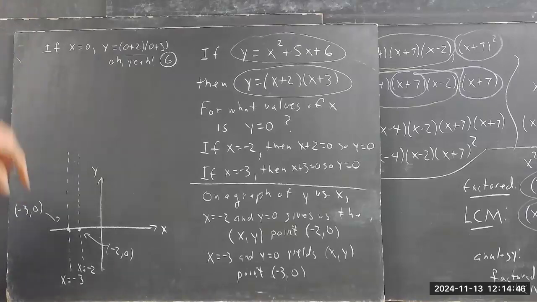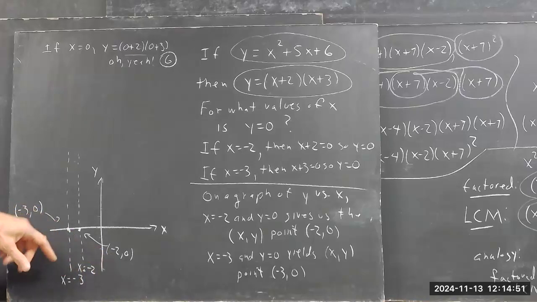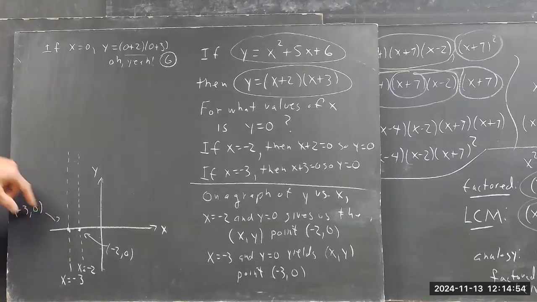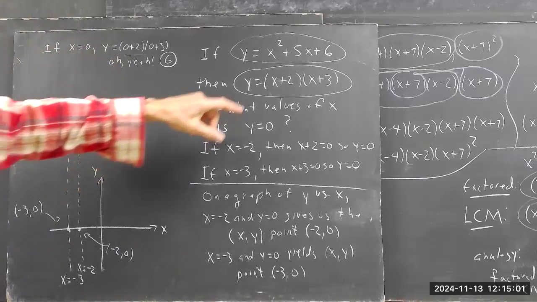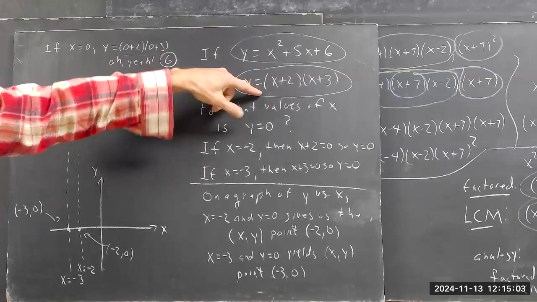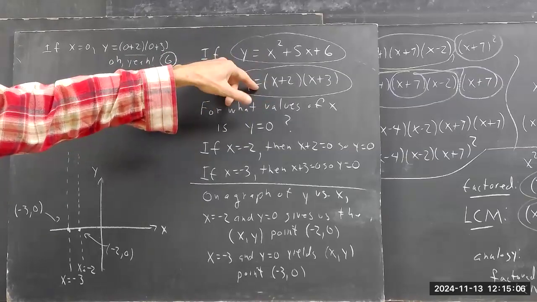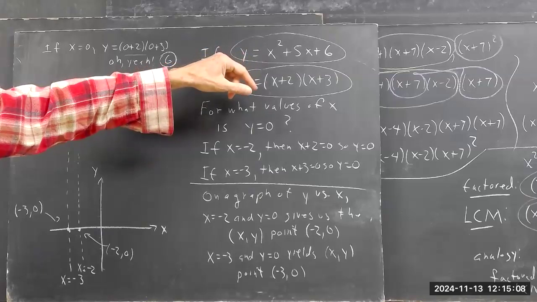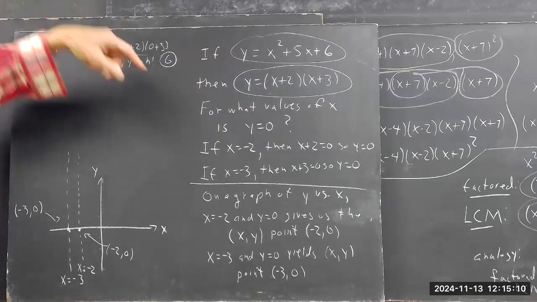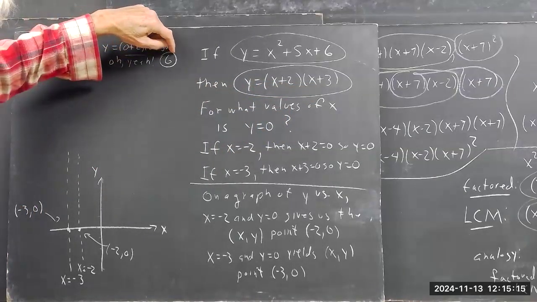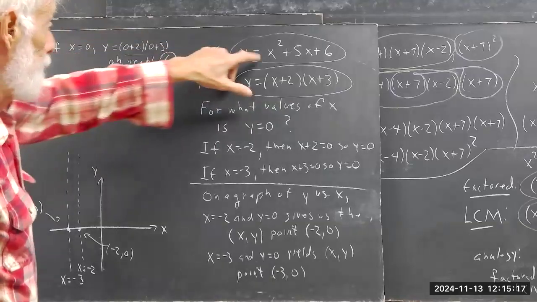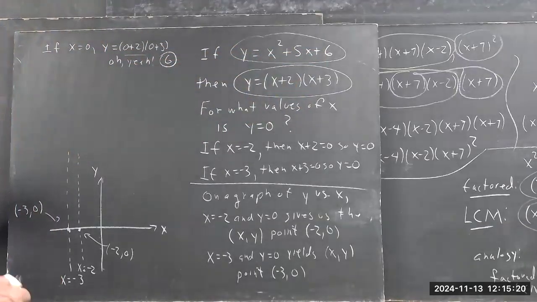Okay, anyhow, so there's our picture. Here's the point -3, 0. We saw the point -2, 0. My labeling of -3, 0 wasn't visible a minute ago. And then this question, if x equals 0, y equals what? Okay, again, here's your rule. You take this one or this one. Either one, assuming your factoring is correct, they'll both give you the same result. Now, if you plug in x equals 0, you get 0 plus 2, 0 plus 3, which is 6. Or if you plug it in here, you're going to get 0 here, 0 here, and you're still going to have 6.